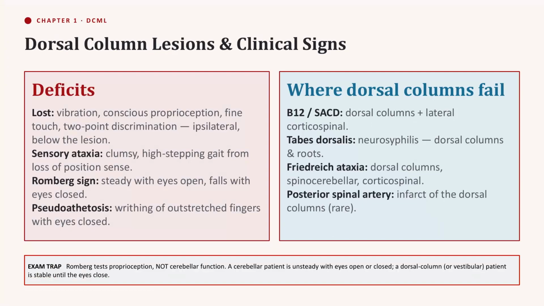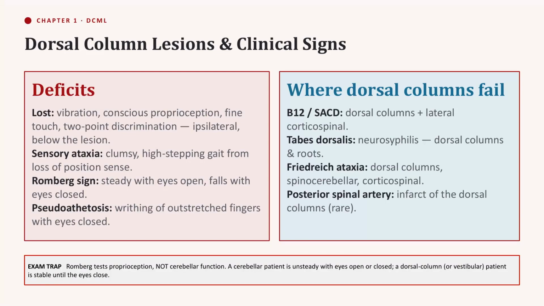Sensory ataxia, a clumsy, high-stepping gait, because the patient can't feel where their feet are. The Romberg sign, steady with the eyes open, but they sway or fall when the eyes close. And pseudoathetosis, slow, writhing movements of the outstretched fingers when the eyes are shut, because without position sense, the hand drifts and can't correct itself.